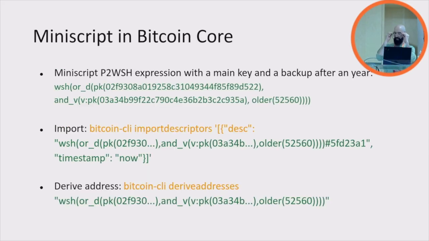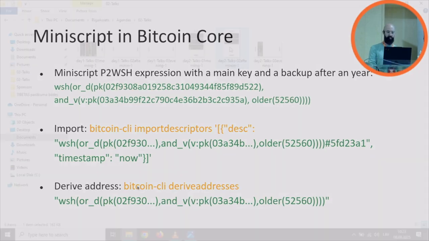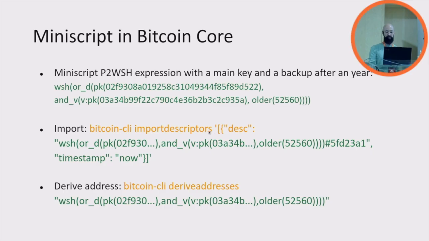Now, Miniscript in Bitcoin Core, there's been really good work, and I think it's supported the best in Bitcoin Core. If we want to import a descriptor, we just use this command, import descriptors, and from now on, we can use this descriptor to derive an address. This one is to import it to our wallet, and this one is just to derive from a specific descriptor, to create an address for a specific descriptor.